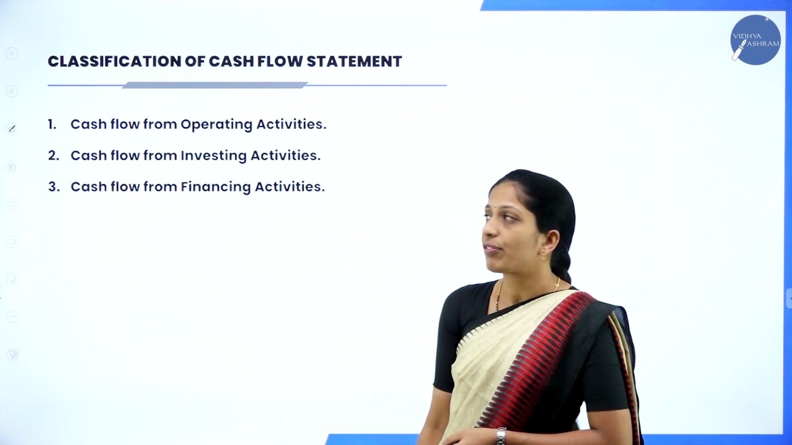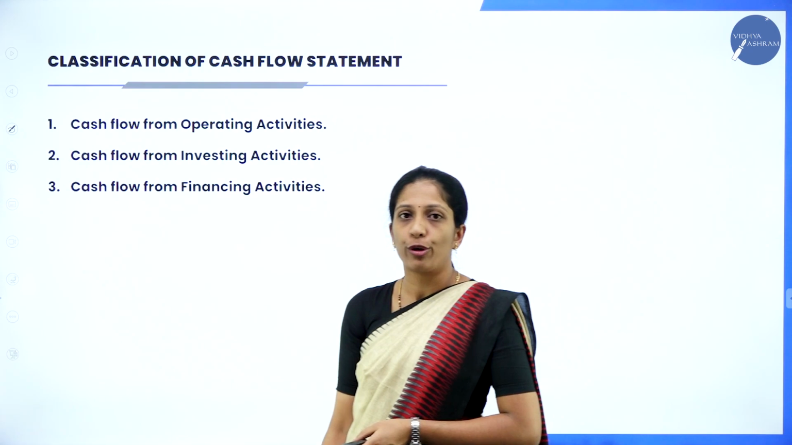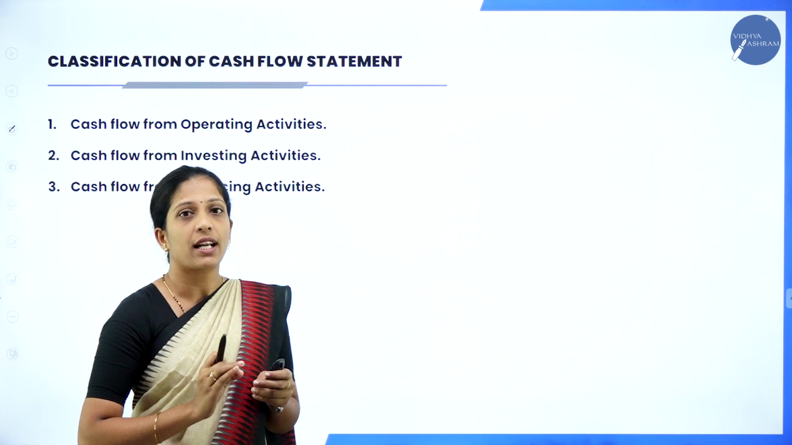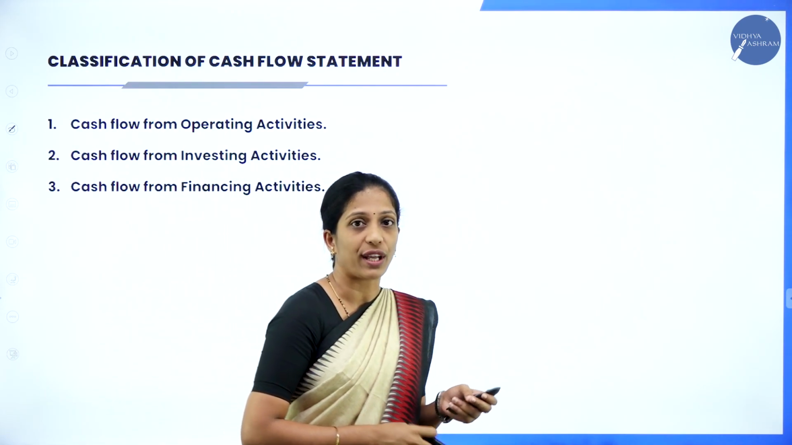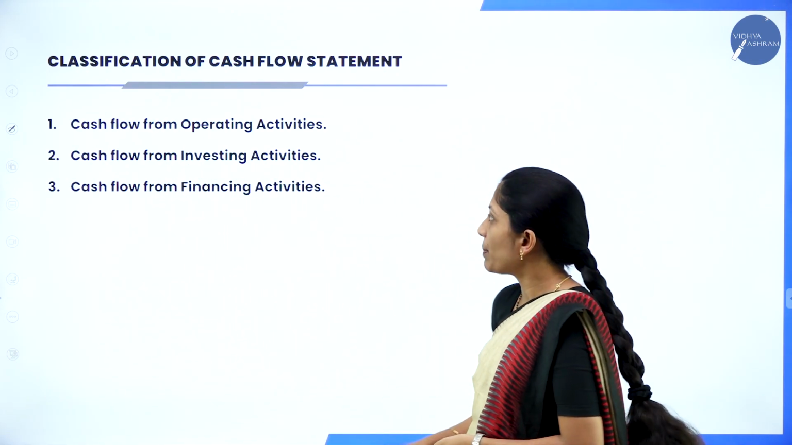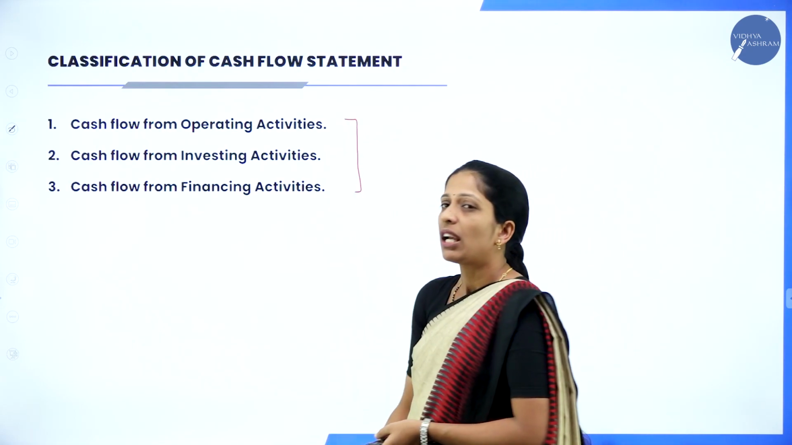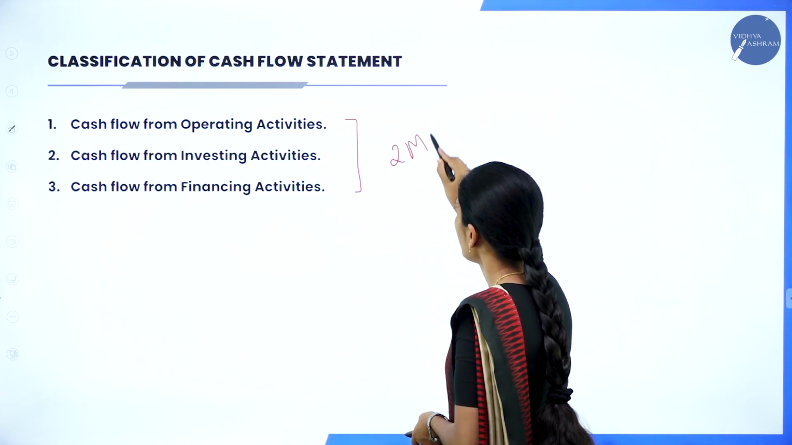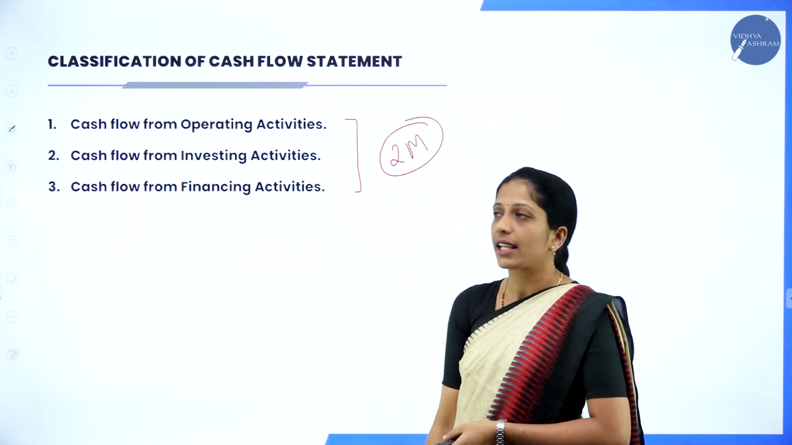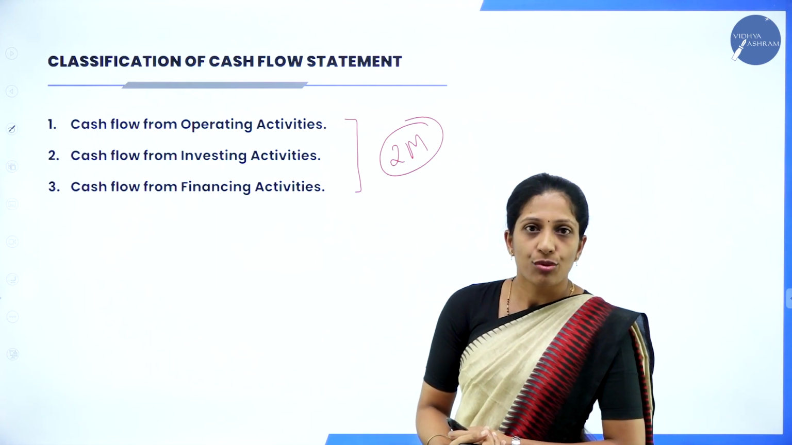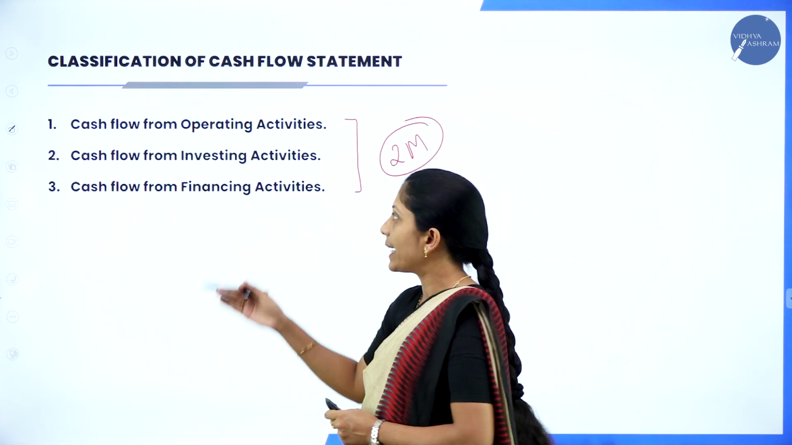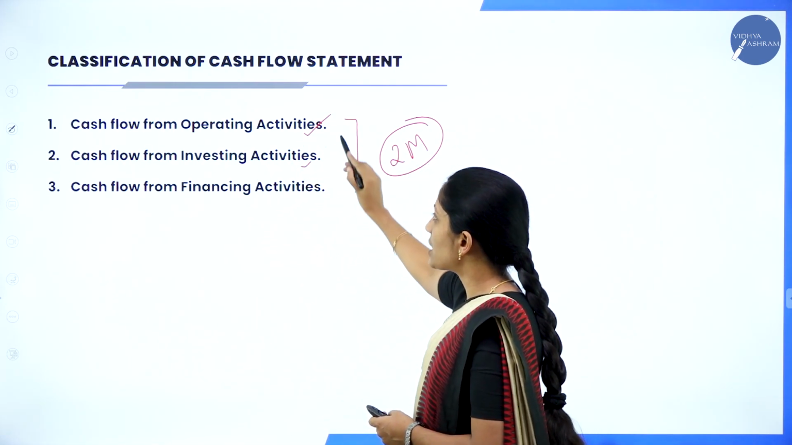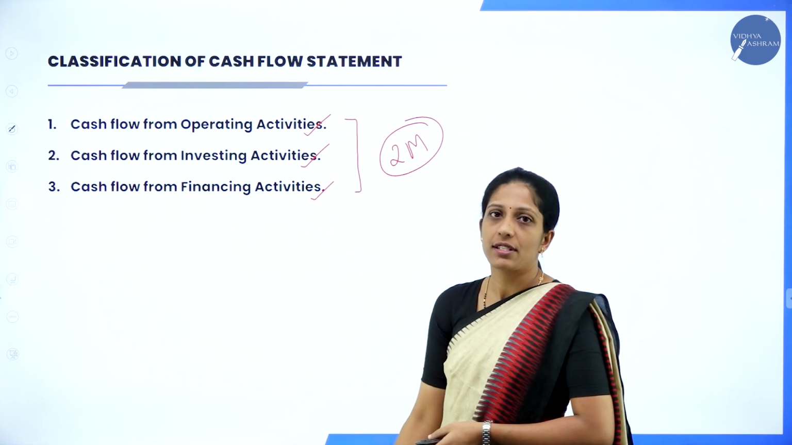Now let us see the classifications of cash flow statement. I have told you your cash flow statement has been divided into three major activities: operating activities, investing activities, as well as financing activities. And it is a very important question. They'll ask you, write any two activities under cash flow statement for 2 marks. So this is an important question once again. You can write any two here: cash flow from operating activities, cash flow from investing activities, and cash flow from financing activities.